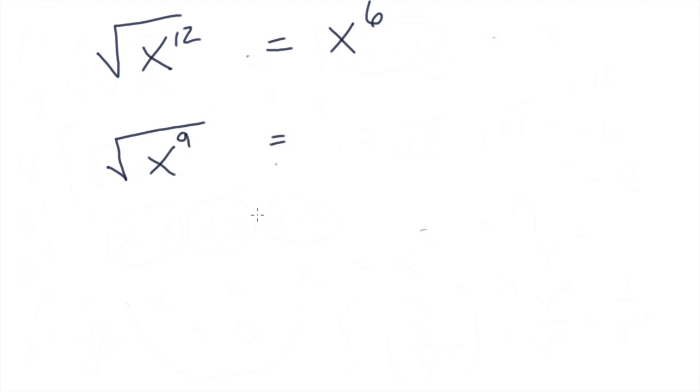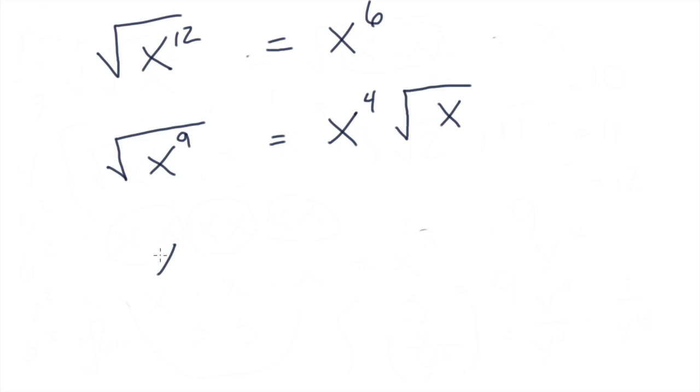How would I do that? Well, I would divide 9 by 2, and I would get 4. So that means x to the fourth is coming out, but it's 4 with a remainder of 1, right? Which means we have 1 x that we didn't take out. So we have x to the fourth on the outside and 1 x on the inside.